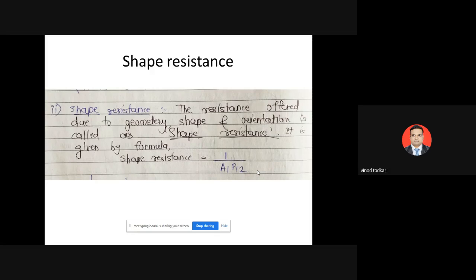Right? Even if you are not there for the last lecture, this concept is very simple. Even if you go through the slides, you will understand. Okay, anyway, I believe that this concept is clear to you. The concept of shape resistance. It is given by the formula 1 upon A into view factor.